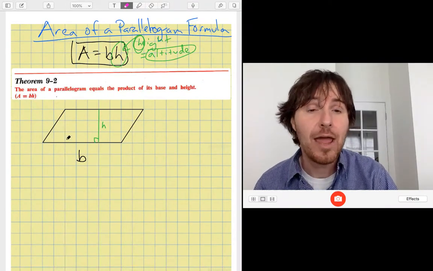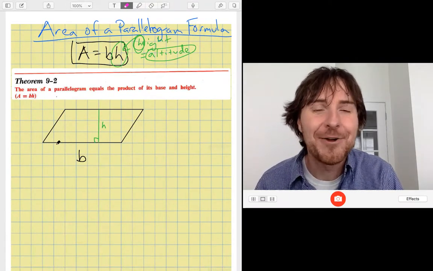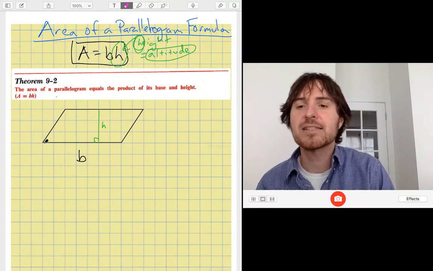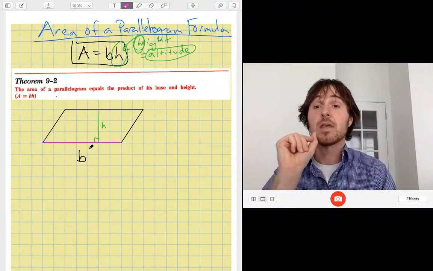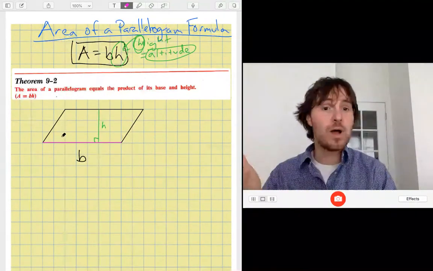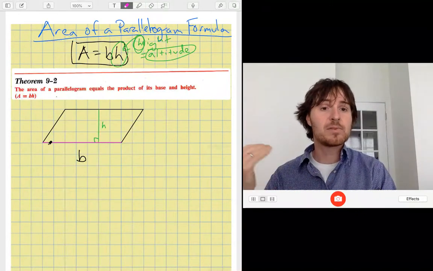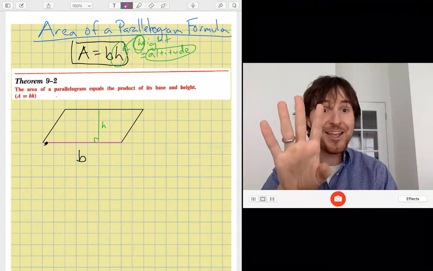A parallelogram, no, sorry, a rectangle. I'm going to introduce a rectangle that has the same base here. Okay, but it's going to be a rectangle for my friends. And rectangles are what, right? Rectangles are, well, they're parallelograms, but they have 4 right angles.